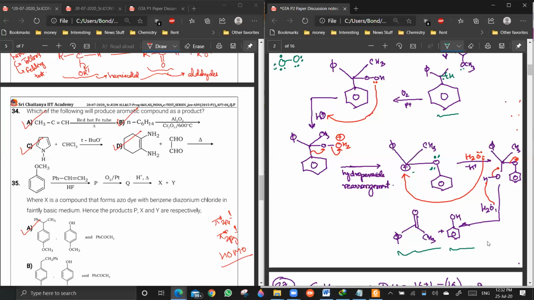Are you getting the point? Yes, sir, in that rearrangement step, why can't some other group migrate? See, there are only two options, CH3 and 5. Generally, the migratory aptitude is more for aryl groups compared to alkyl groups. Getting my point? Okay, sir.